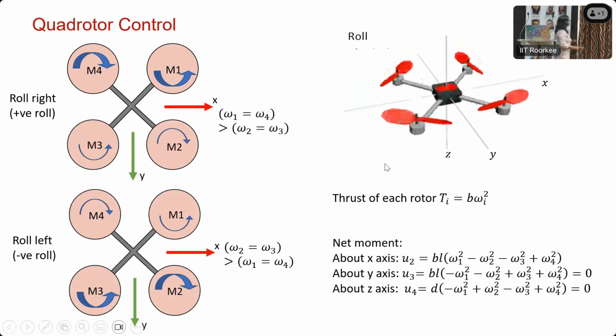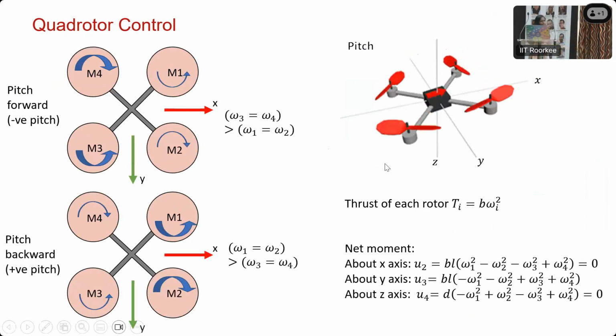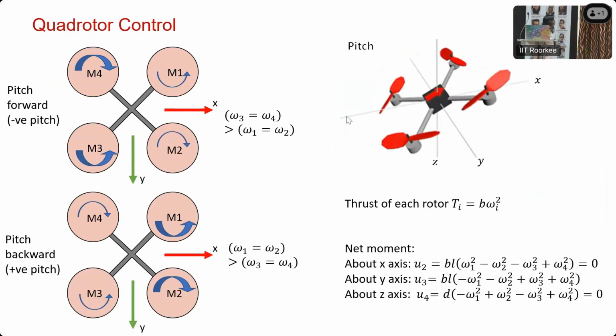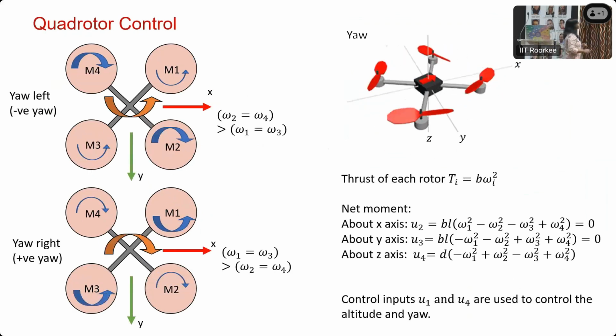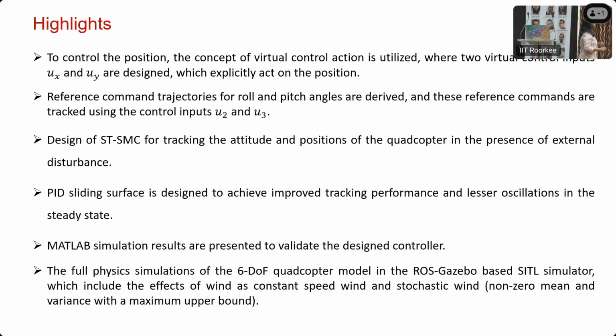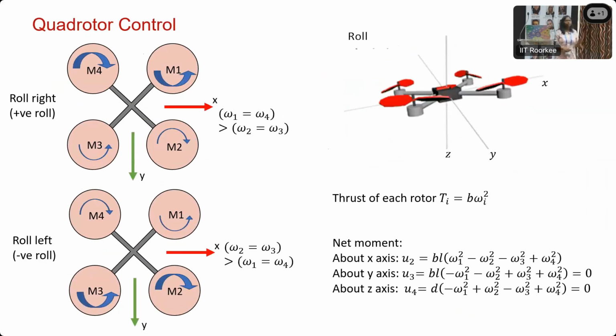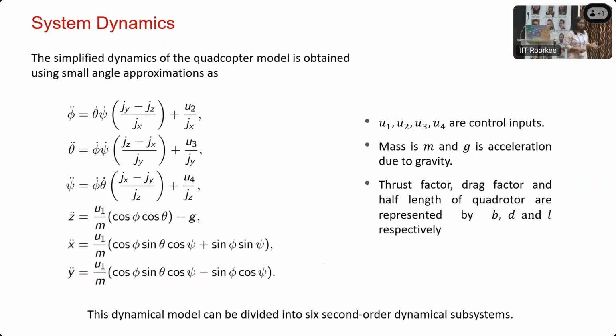So from there, by substituting those in equation number 3, basically you get these 6 second order differential equations. And here, what we can do is treat each second order differential equation as a subsystem. Note that here we have these control inputs U1, U2, U3 and U4, and we have 6 degrees of freedom.